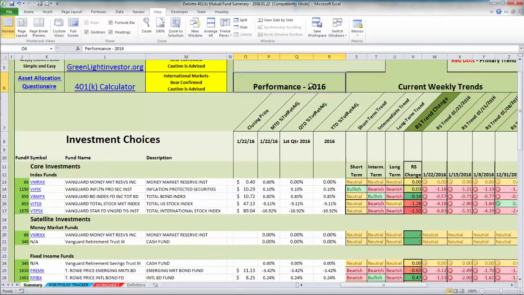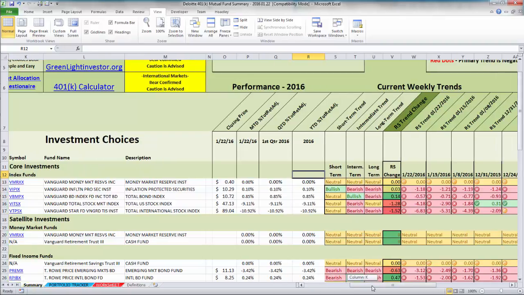In the center of the worksheet, we have the performance for 2016. The columns we have are the closing price each week, the month to date, quarter to date, and the year to date return for each of the funds. We do this so you can keep track of how the funds that you have are doing relative to the overall market, as well as the other funds that are available to you within your different categories.